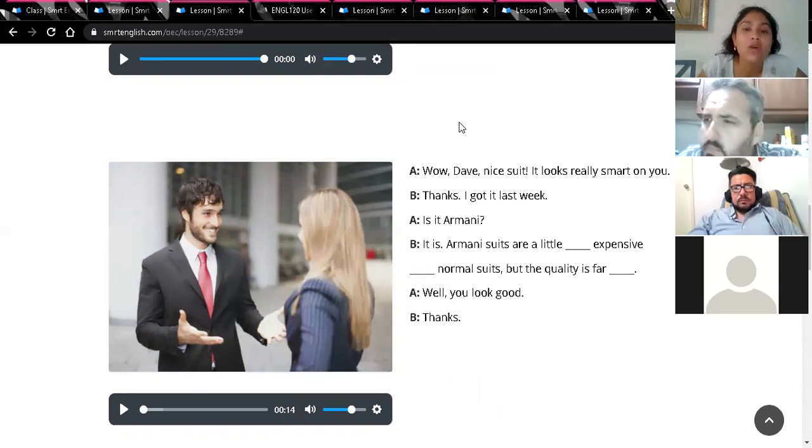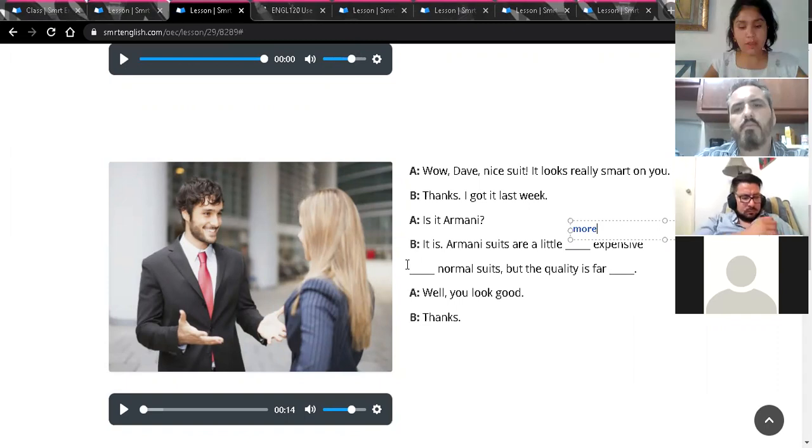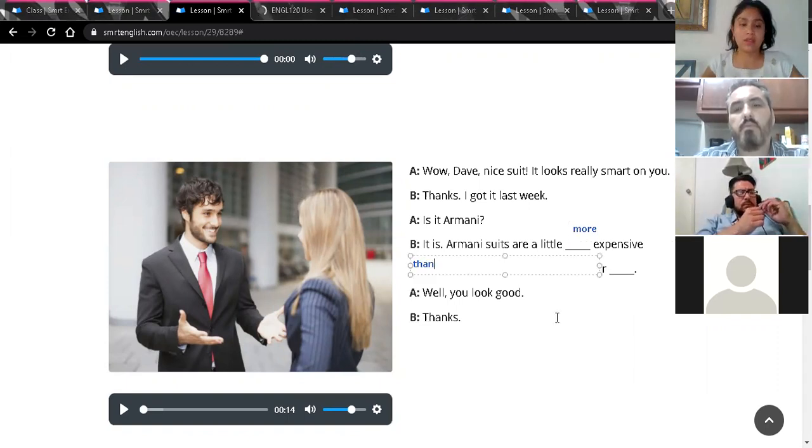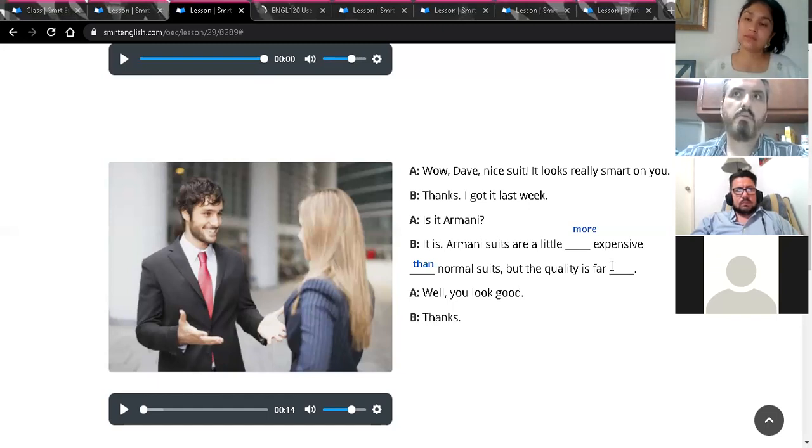Okay, so now it says, think about Armani, the brand Armani. It is famous because it is expensive, right? So it says in here, Armani suits a little expensive, normal suits. What is the person saying? A little more expensive than normal suits, but the quality is far. We're talking about the quality of the Armani suits. So what do you think it's saying? The quality is far... Higher? I don't know, maybe. Let's listen to see if we can get the message.